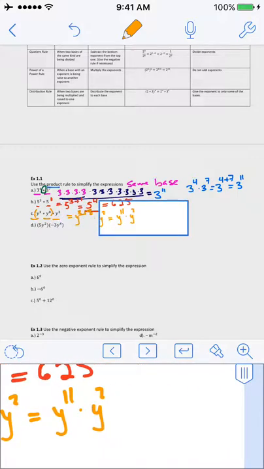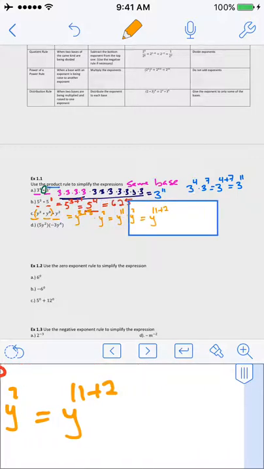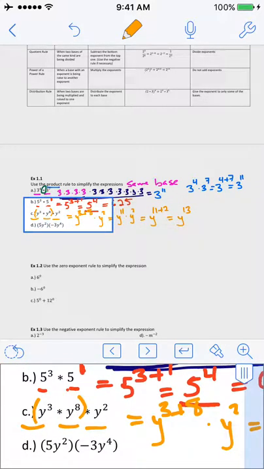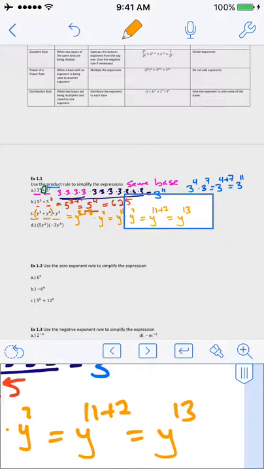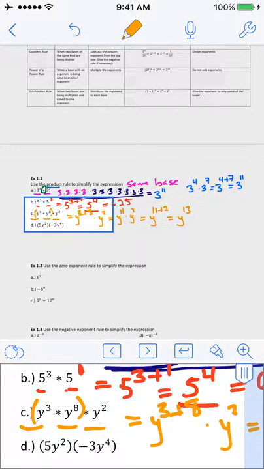And then we can do it again, and we can say y to the 11 plus 2, or a total of y to the 13th. In other words, we have 3 y's, 8 y's, and 2 y's, and they all come together to give us 13 y's. Now, what we just did here, this whole grouping the first two and then doing the last one, that's what we call the associative property.